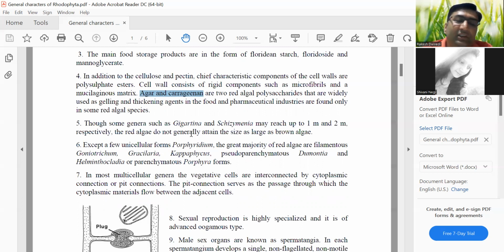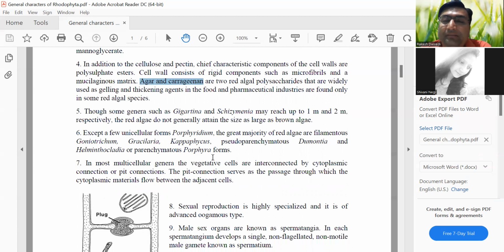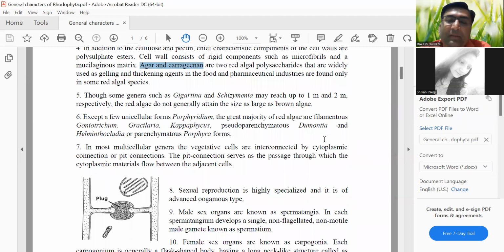Except a few unicellular forms like Porphyridium. Porphyridium is a unicellular red alga. The great majority of the red algae are filamentous in thallus organization. So majority of the red algae show filamentous type of thallus organization. For example, Goniotrichum, Gracilaria, Kappaphycus. These are the parenchymatous forms.